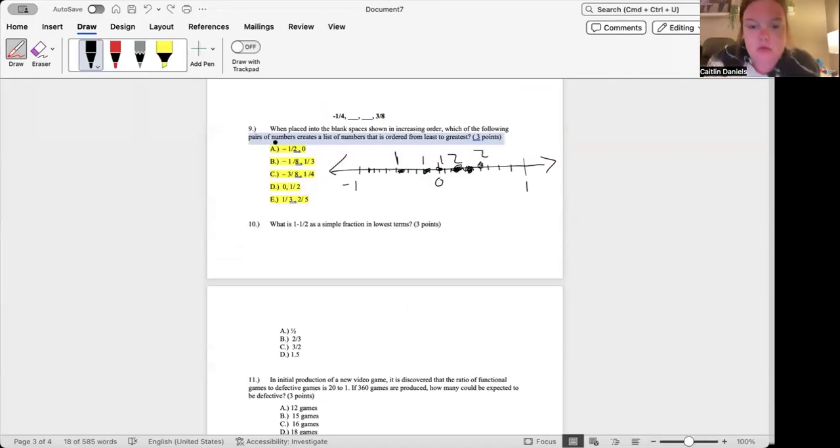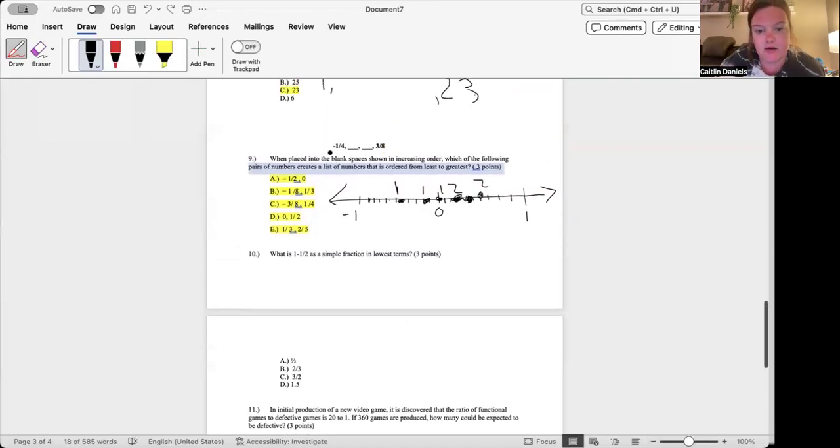Oh, I didn't see that up there. Right here. Is that what you're wanting me to fill in the blank, right here? If that's the case, when placed into these blank spaces. Okay, I see now. So all of those are not the answer. Which of the following pairs of numbers creates a list of numbers that is ordered from least to greatest? So we got -1/4, blank, blank, and 3/8.